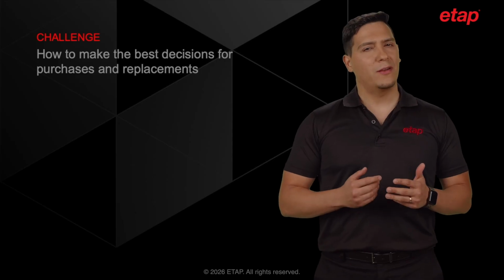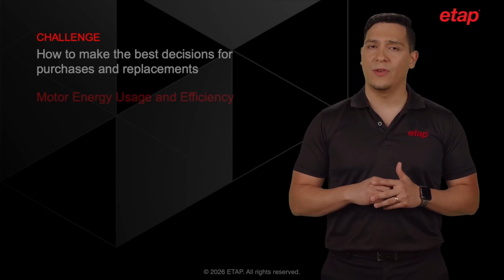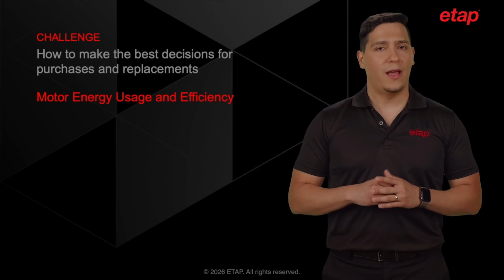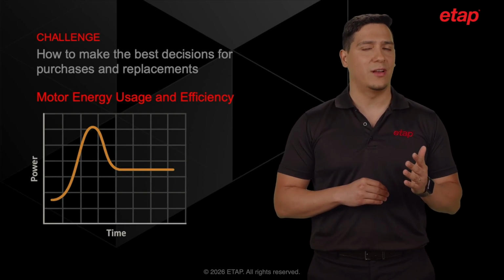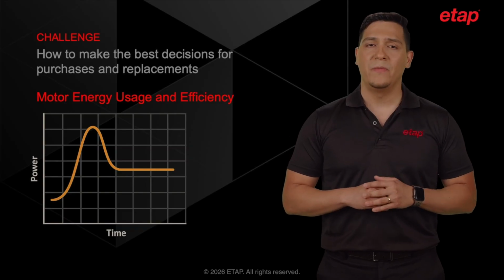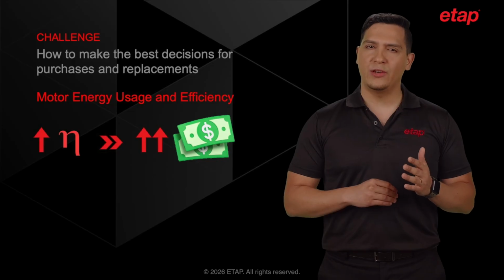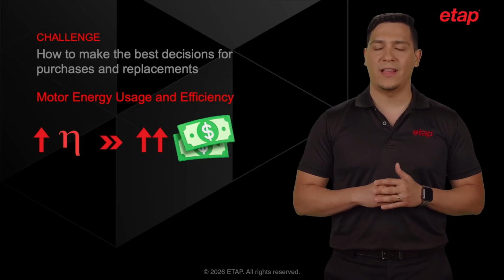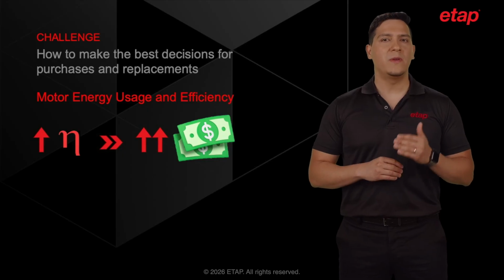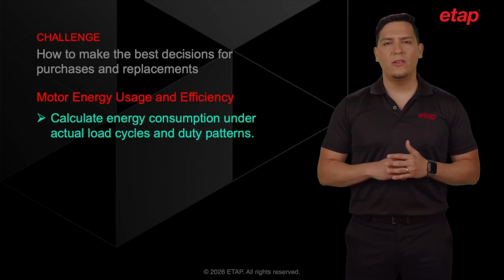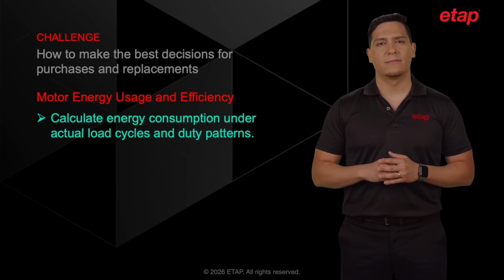Now, when it comes to economic decisions, one of the most important considerations for motors in the industry is their energy usage. As you know already, motors are responsible for more than half of the industrial electricity consumption worldwide, and often they run continuously for years. So even small improvements in efficiency can yield significant cost savings. But to make informed decisions, engineers need to go beyond rated values. They need to calculate energy consumption under actual load cycles and duty patterns.